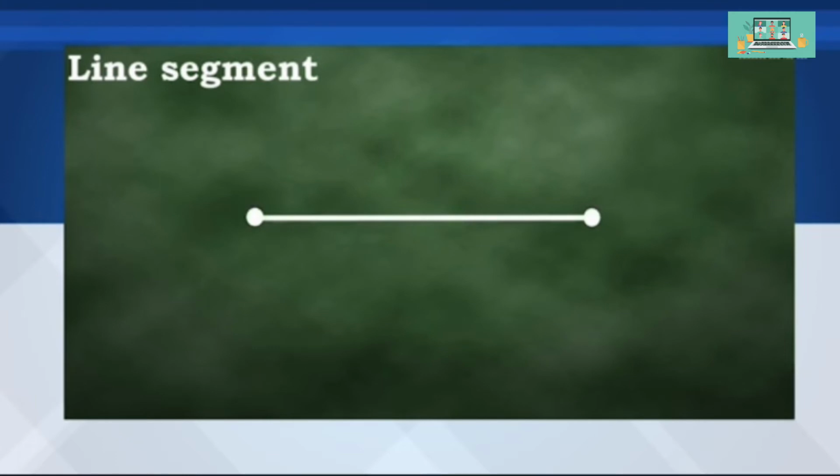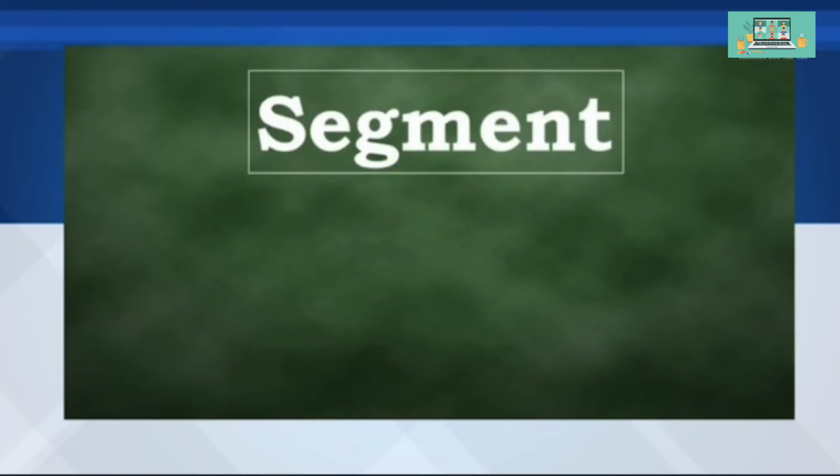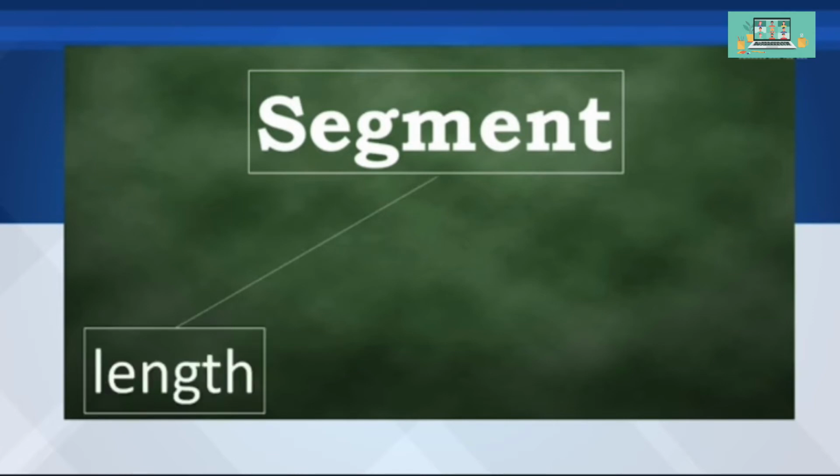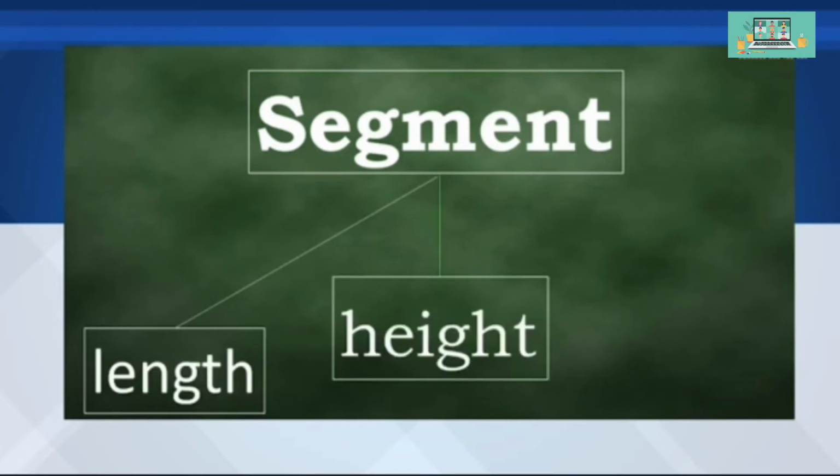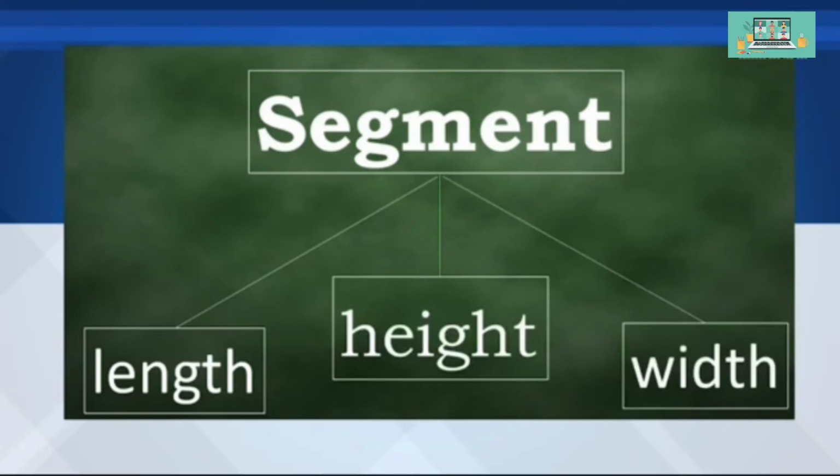A line segment is a subset of a line that has two endpoints. It is written as line segment AB. A segment is commonly used to represent the length, height, or width of a certain object, or the distance between two objects. Example, the edge of a table.